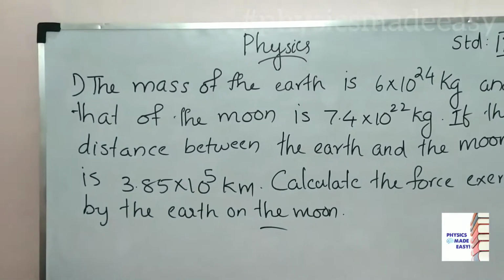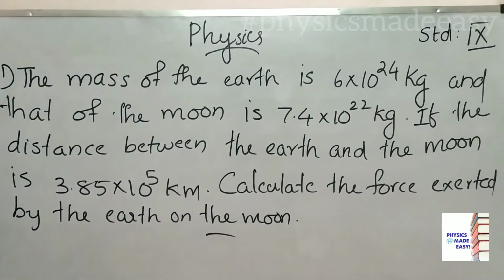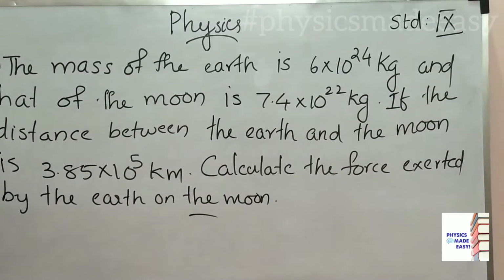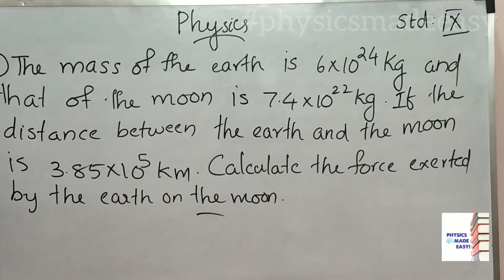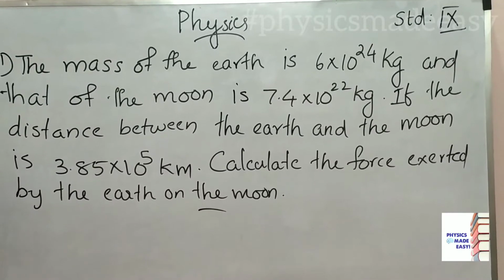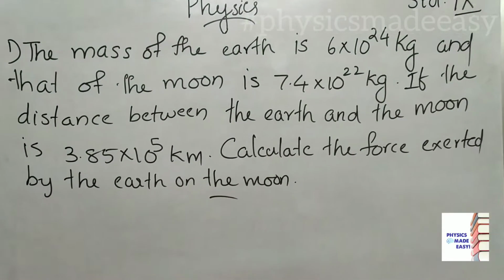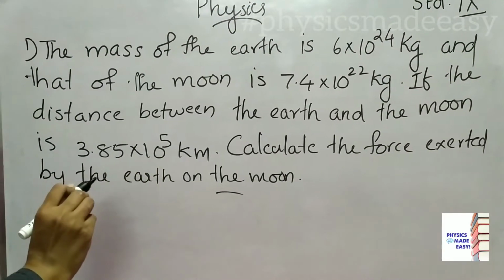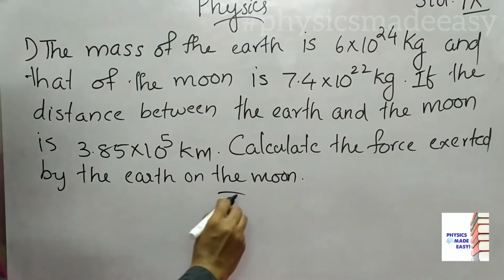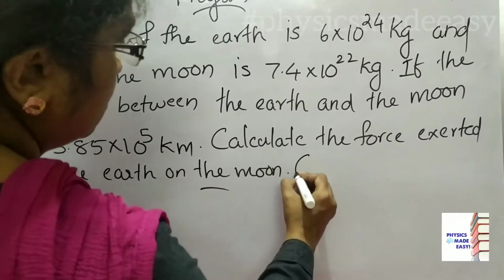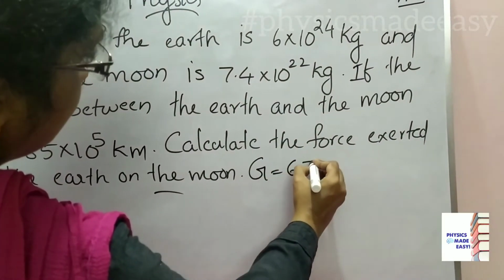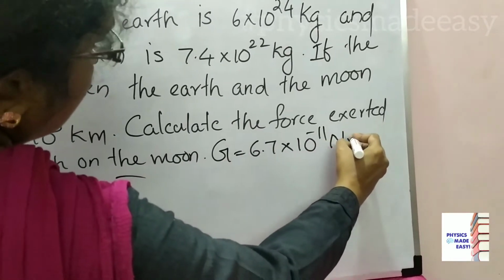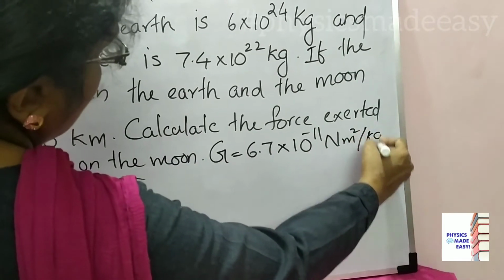Here the mass of the earth is 6 into 10 raised to 24 kilogram and that of the moon is 7.4 into 10 raised to 22 kilogram. If the distance between the earth and the moon is 3.85 into 10 raised to 5 kilometer, calculate the force exerted by the earth on the moon. In this question G is also given, 6.7 into 10 raised to minus 11 Newton meter square per kilogram square.